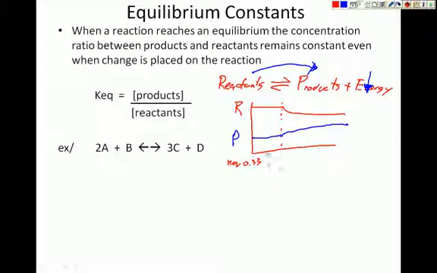So what we see here is that at the beginning Keq is 0.33, and over here, Keq is going to be products divided by reactants, and they're getting very, very close to being closer to the same. So Keq in this case would be greater than 0.33. So Keq would be greater than 0.33.